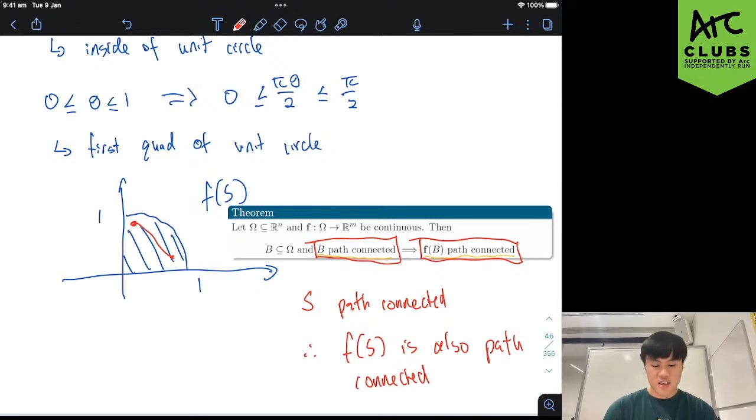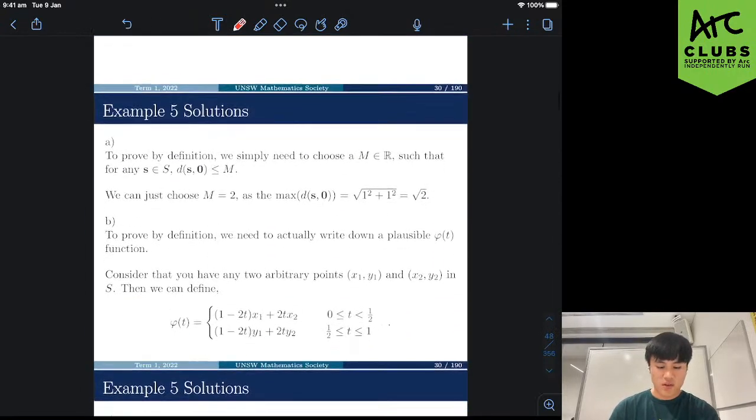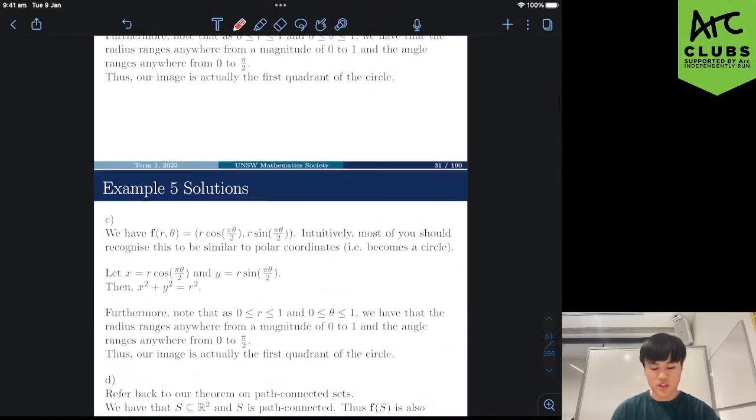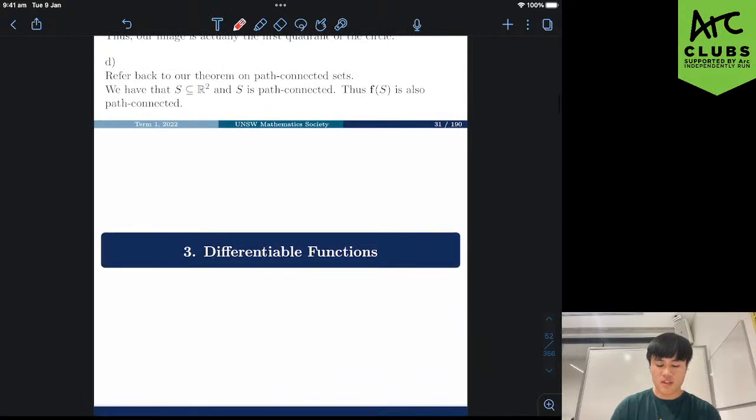Alright, so that actually brings me to the end of my section here. You can have a look through the solutions of question 5 as always, as all the other questions. And yeah, the next section is differentiable functions. So as I said, this is the end of my section. It was nice meeting you all, and I'll just pass it on to Lockie, who would continue the rest.